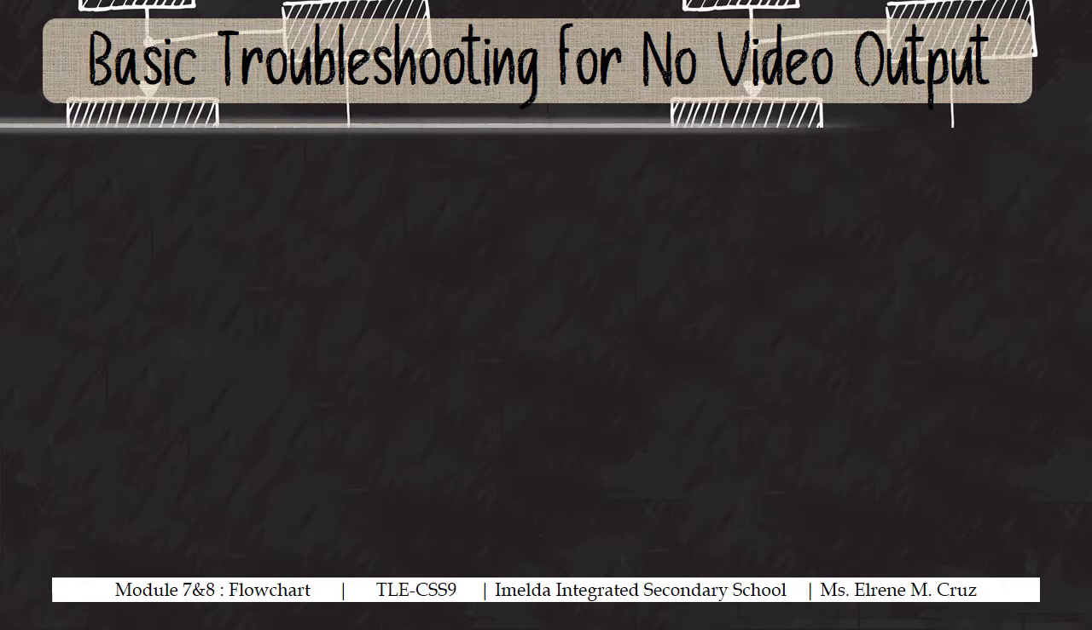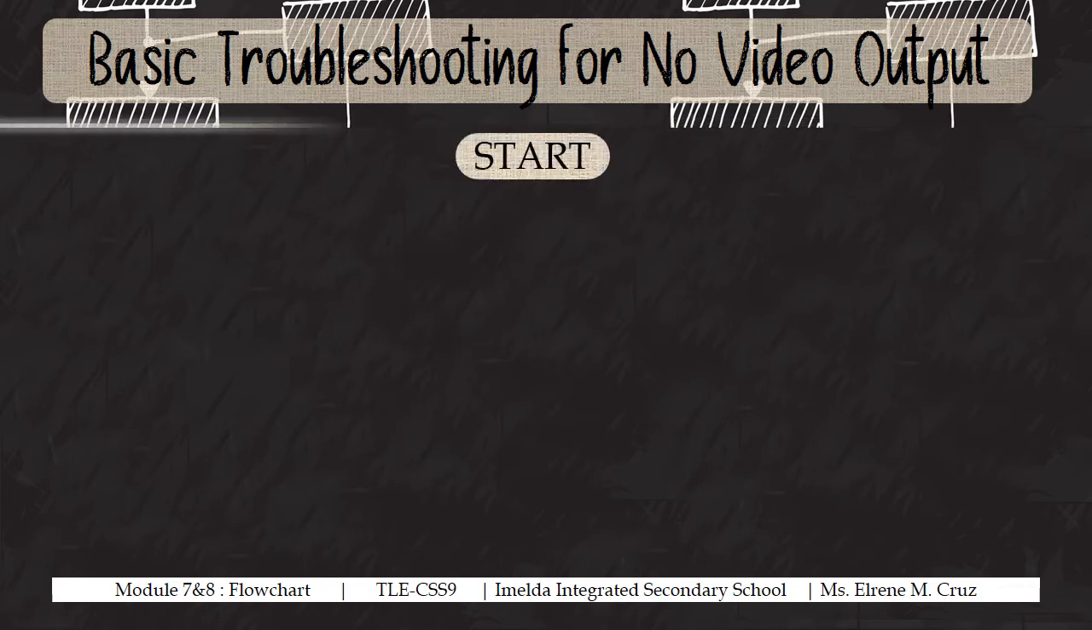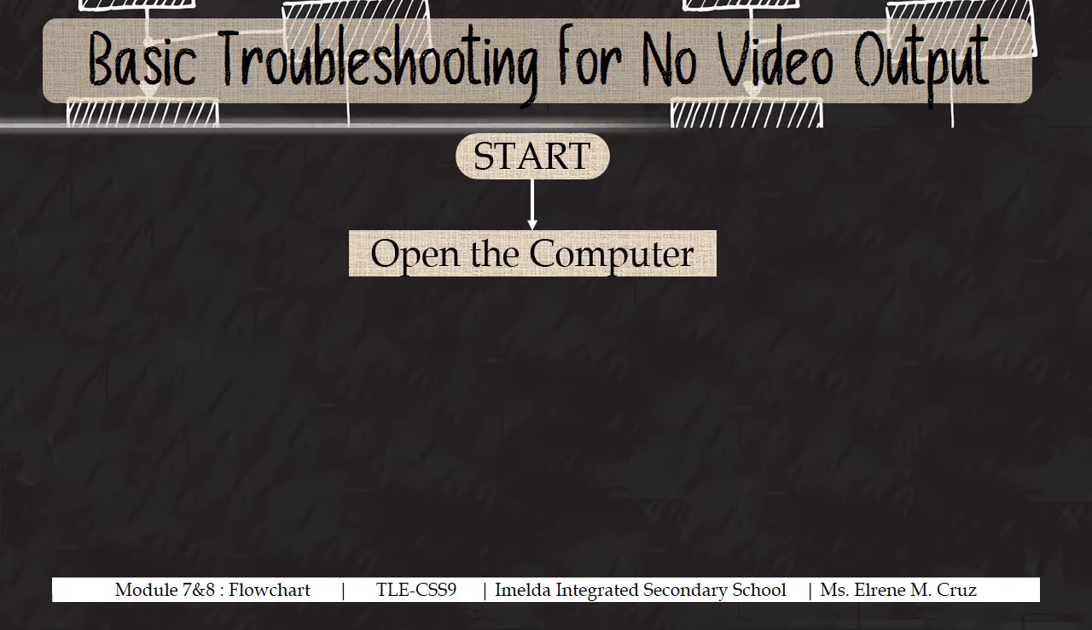Let's make a flowchart that shows the basic troubleshooting for no video output. The problem or the error is when you turn on the computer, there is no video output or no display on the screen. In writing a flowchart, the first symbol is an oval, which indicates the beginning point of the process. Next is a rectangle that shows the actual process, which is open the computer.